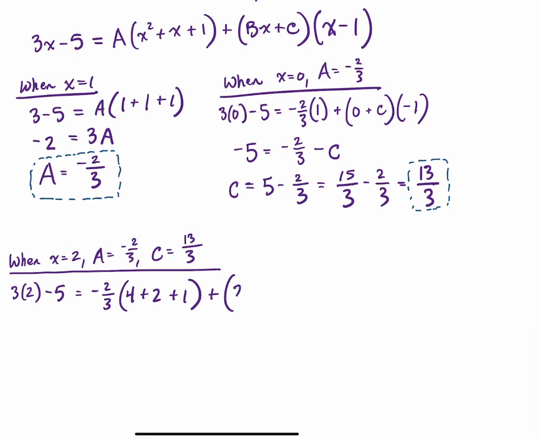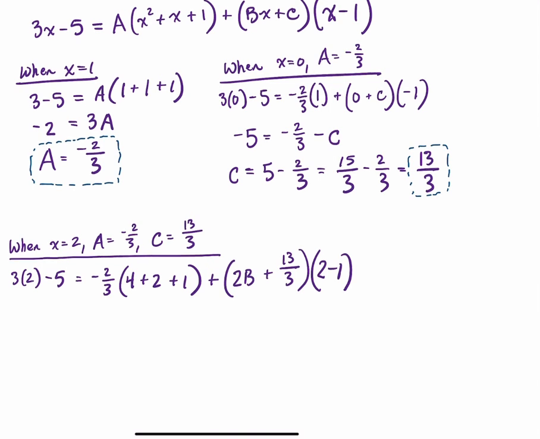You can write that as 2b plus c. We know c now as 13/3 times 2 minus 1. That'll just multiply by 1. So let's clean this up a bit. This will be 6 minus 5 on the left side. So that will leave us with positive 1. This will equal negative 2/3 times 4 plus 2 plus 1, so times 7, plus 2b plus 13/3, since all of that was just multiplied by 1.